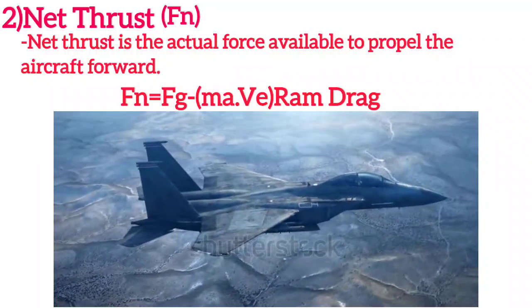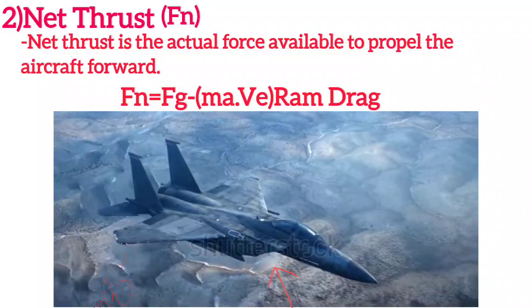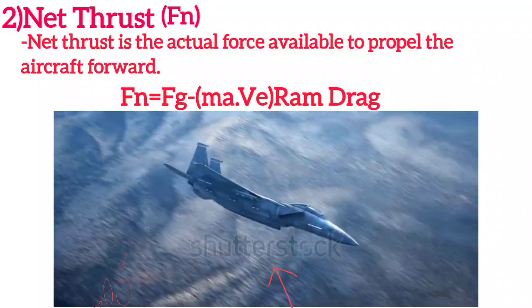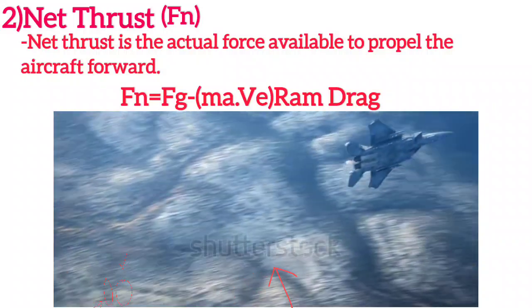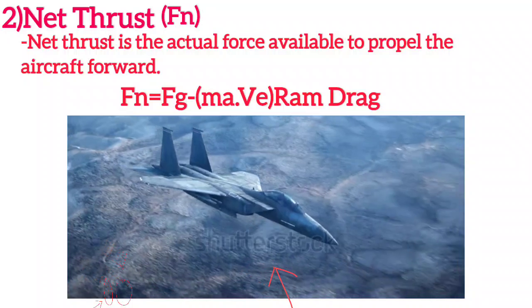But now the above video shows that the aircraft is in flight condition, so as the airspeed increases, ram drag increases. That is why net thrust is generally reduced when increasing forward airspeed.